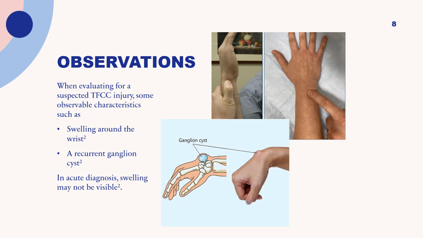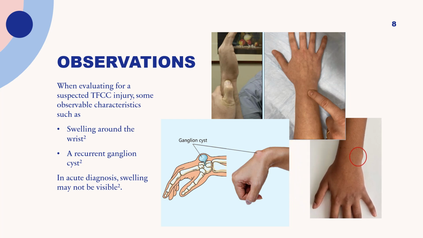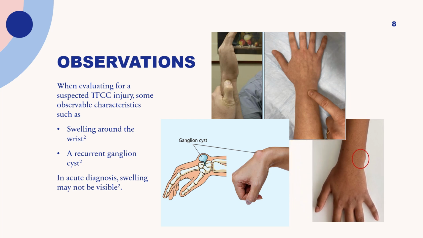This picture that just showed up gives you a visual of what the ganglion cyst could possibly look like. And in this last picture, you can see in the red circle where there is some slight swelling, not a lot, to where you can visibly see.